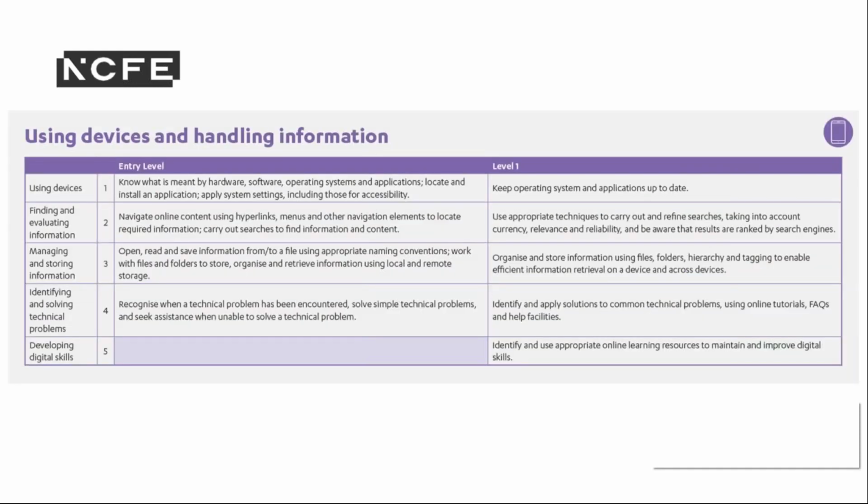So using devices and handling information covers content including using devices, finding and evaluating information, managing and storing information, identifying and solving technical problems. And we can now see the content differs between the levels, with learners needing to understand the hierarchy and tagging for efficient information retrieval at level 1, whereas at entry level, learners only need to be able to open and read files and have appropriate naming conventions.